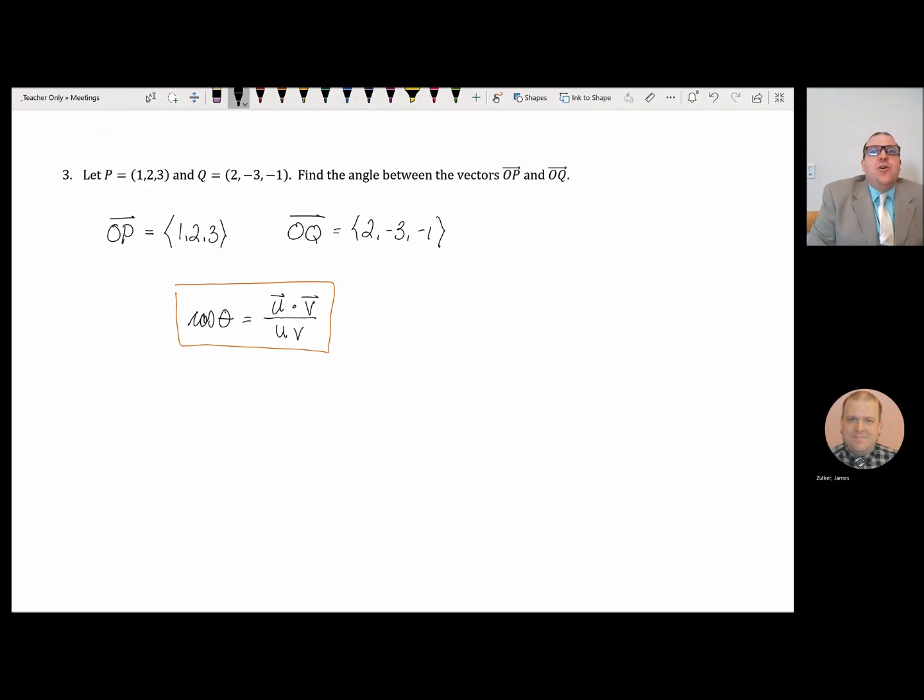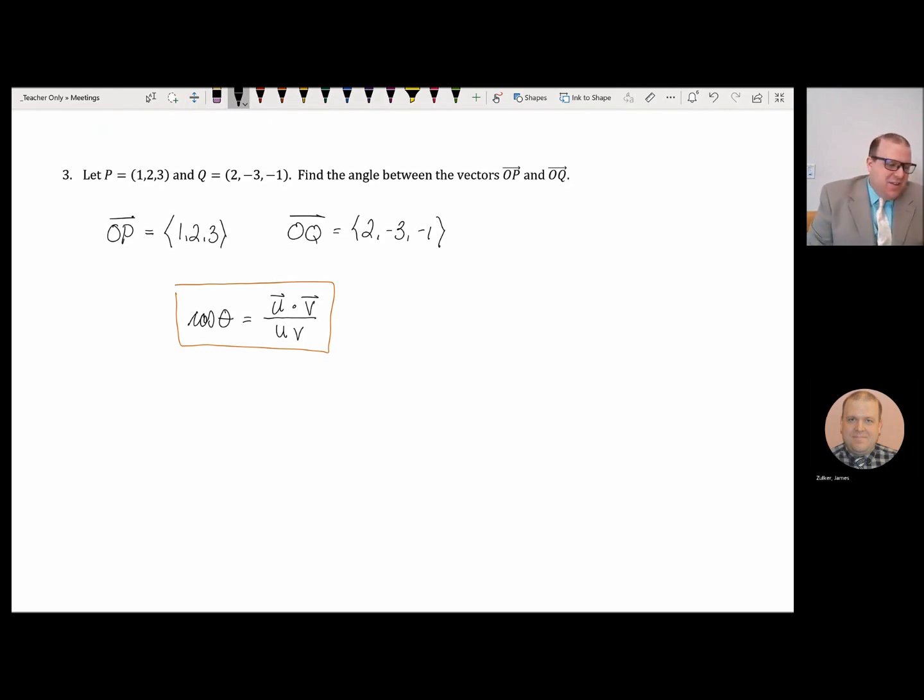What is it? 0. Can the magnitude of a vector ever be 0? There's only one vector that has a magnitude of 0, and that's the 0 vector, which is essentially just a point. Right, so it's not even a vector anymore. Non-zero vectors will always have positive magnitude. Remember, that's good, right? That means that our denominator will never be 0.